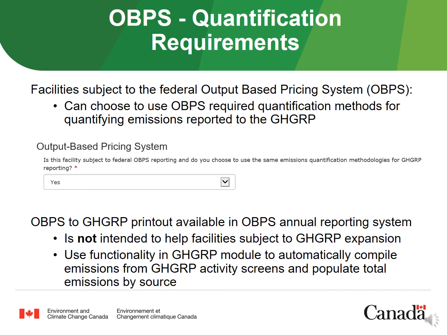Further, in the OBPS reporting system, there is a function provided that will generate an OBPS to GHGRP printout based on the emissions you're reporting in the annual OBPS report. This is not intended for facilities that are subject to expanded GHGRP requirements. In the GHGRP report, after reporting the detailed information for each applicable activity, there is a function that automatically populates the total emissions categories based on the previous emissions information provided. Therefore, there's no need to use the printout.